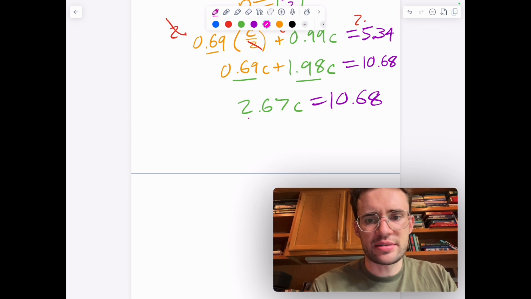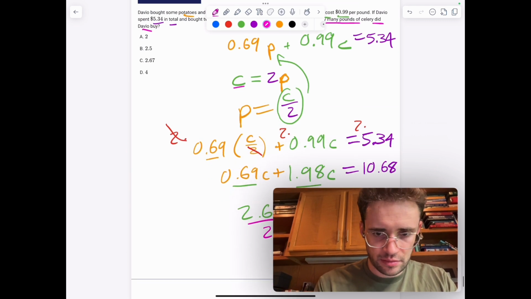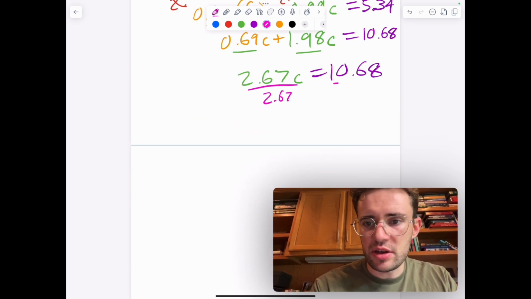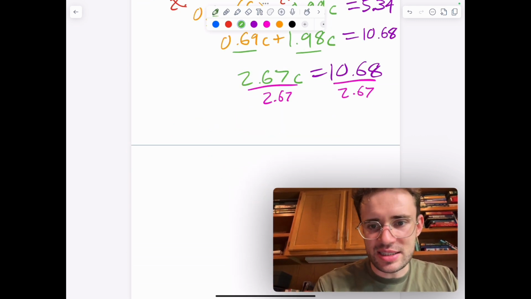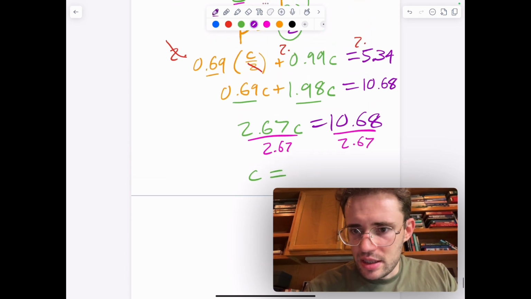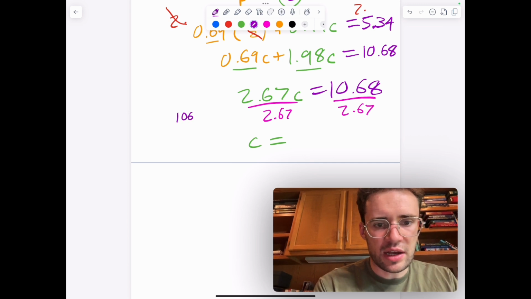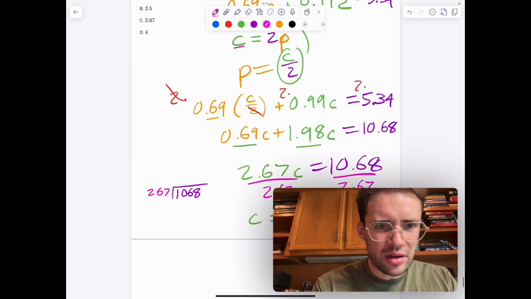And what I'm talking about is to get the value of c, which is what we're solving for, the pounds of celery. How many pounds of celery did Davio buy? That's c. You just divide both sides by 2.67 to get the c alone. So what I'm complaining about is this is not going to be the nicest numbers here. 10.68, I mean, I can just write that as 1,068 divided by 267.